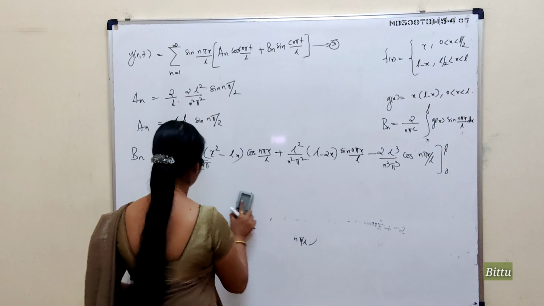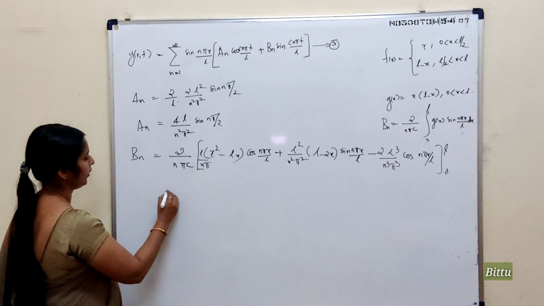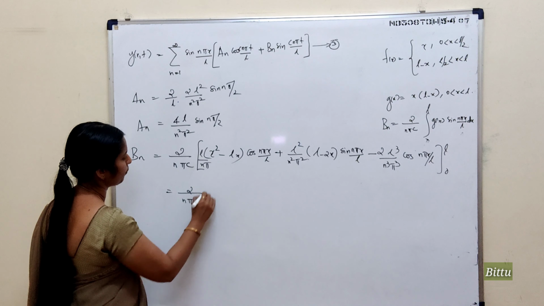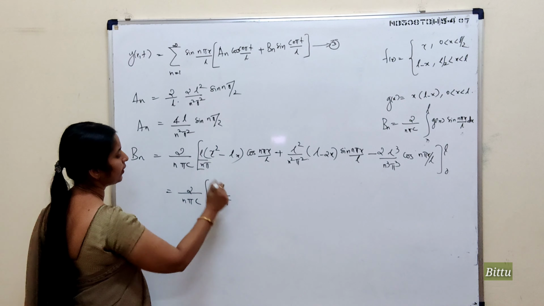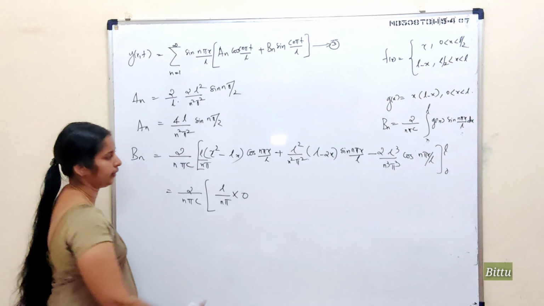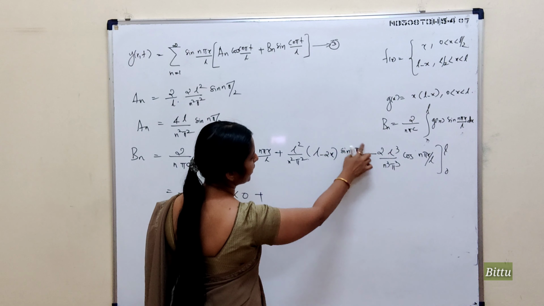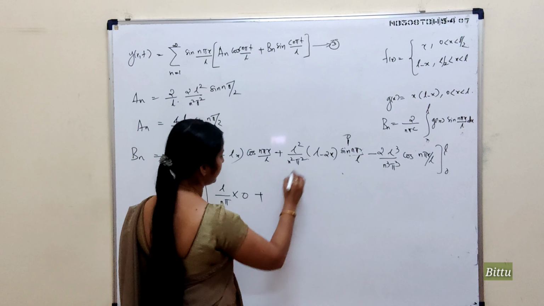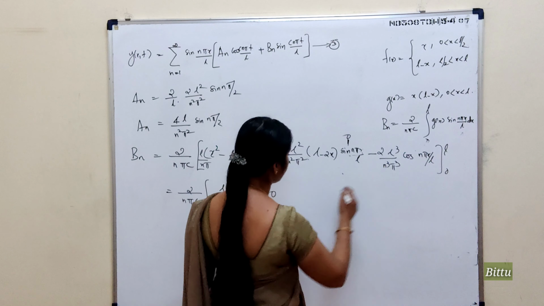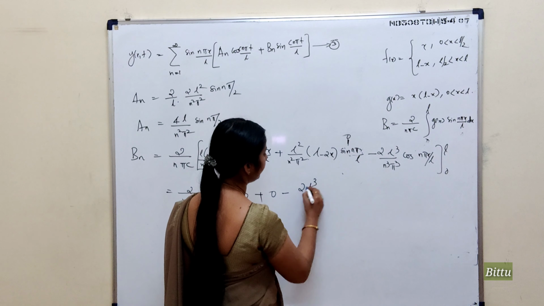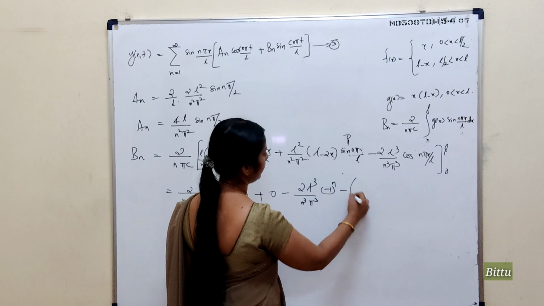Next we have to put the upper limit L. It is 2 by n pi c, L by n pi. When x is L, you can see this term is 0. So the term is completely 0, plus. When x is L, this term is sin n pi. You know sin n pi is 0. So this term is also 0. When x is L, it is cos n pi and it has a non-zero value, and it is minus 1 raised to n.